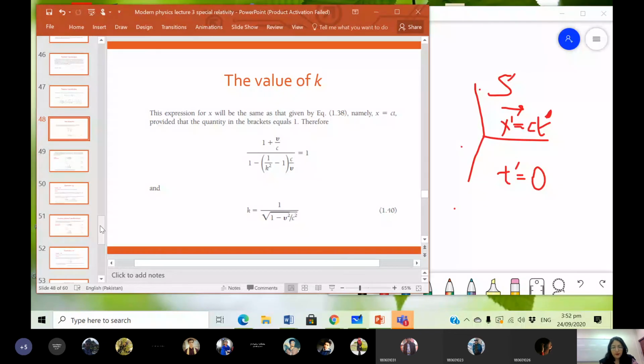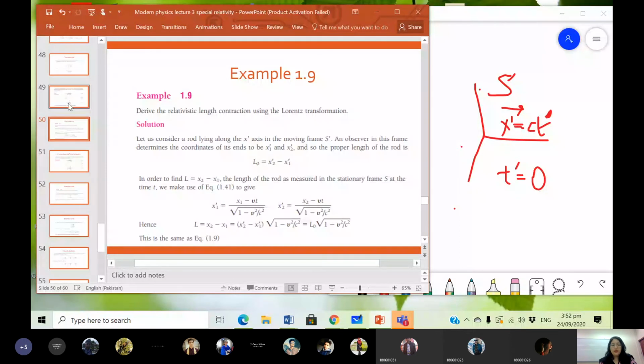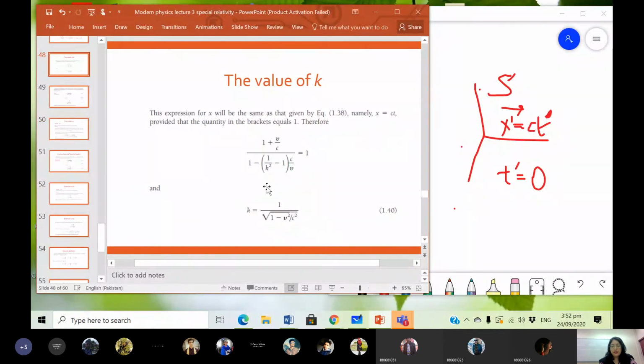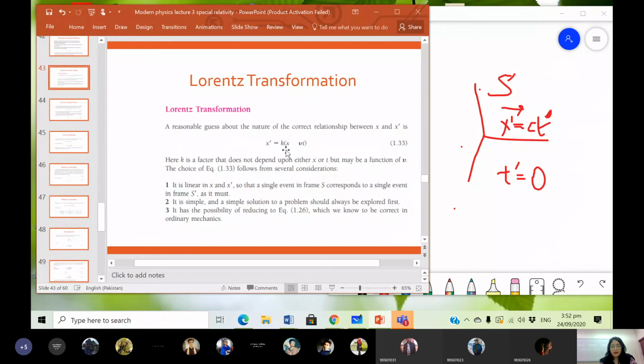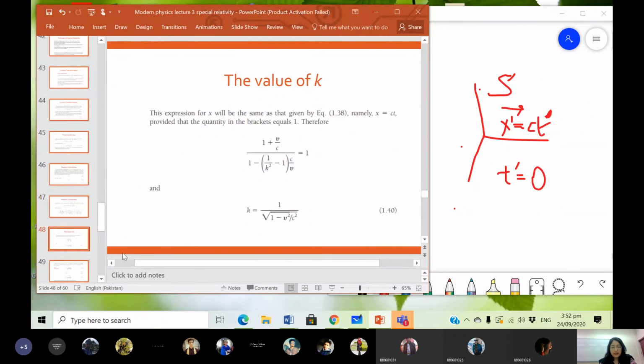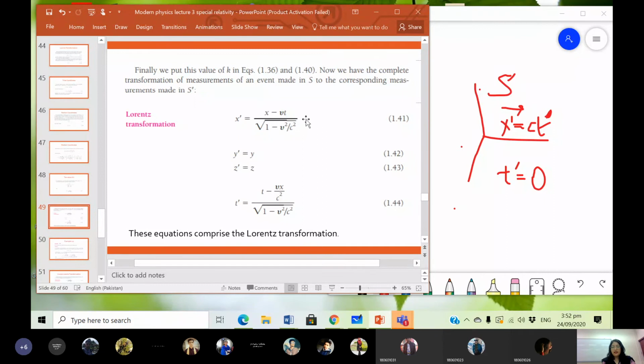So I won't go to this example right now, but before I finish, I will say that now that we have got the equation for k, which is the gamma factor, we will put it back into our equation for x dash and t dash. So our equation for x dash was here. इसको gamma factor डाल दिया, so we will get x minus vt divided by this factor, and this tells you about time dilation, doesn't it? Sort of obeys time dilation. हम वो भी देखेंगे.